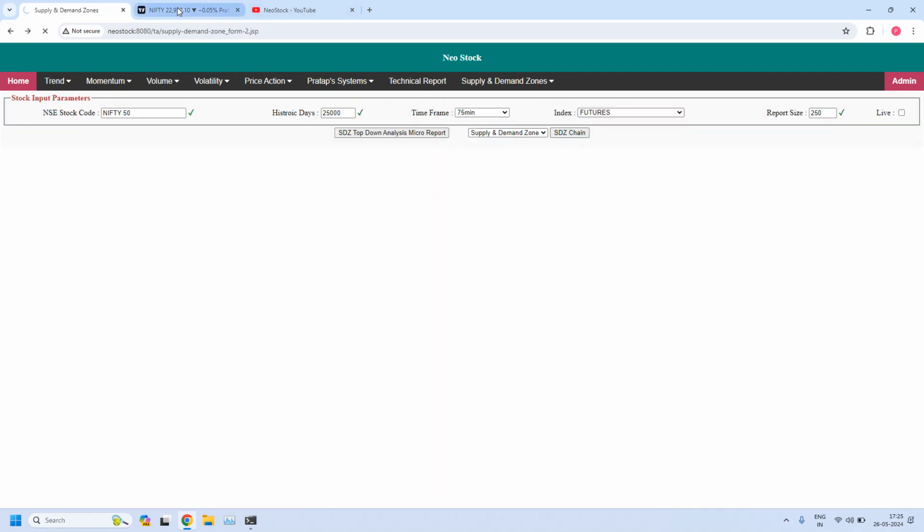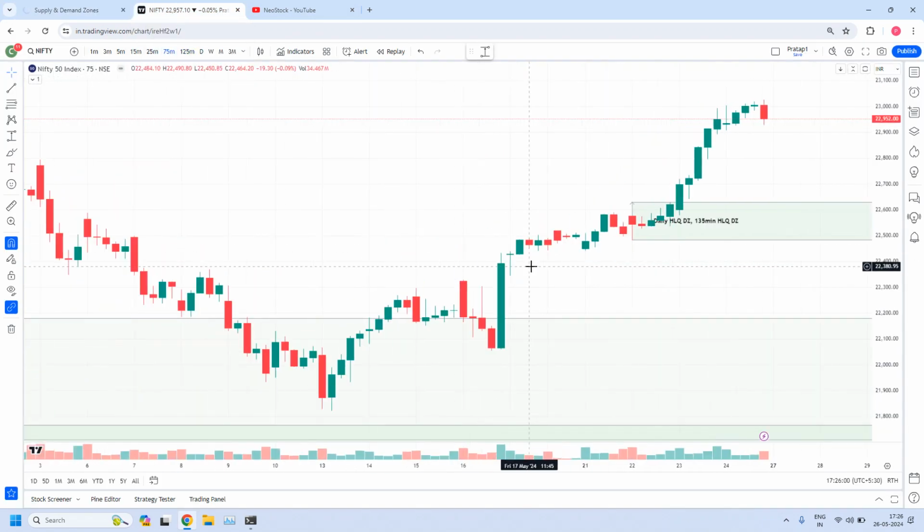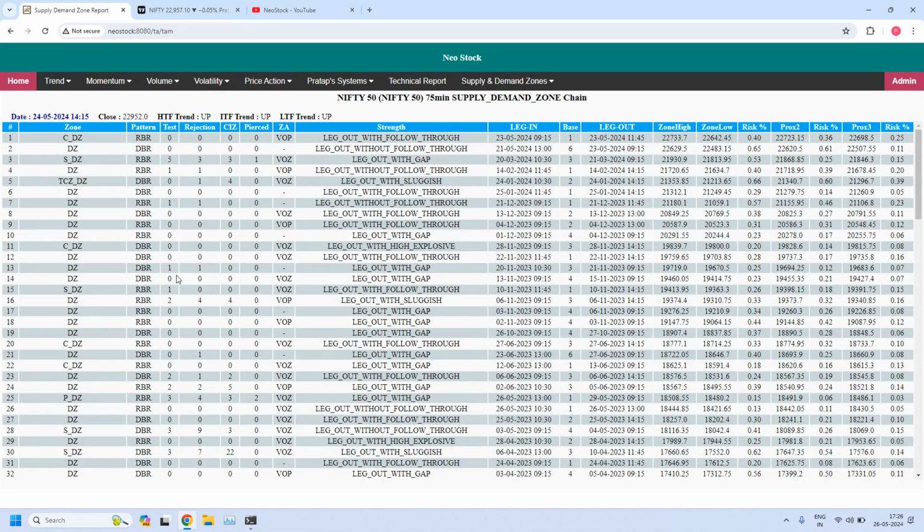Let me generate the chain. Meanwhile, here also let us change the time frame. Here we have a rally, base, rally. We have the 23rd 5, 915 one base candle, which is also a high liquidity demand zone, a 75 minutes demand zone, and also the 75 minutes trend is uptrend.